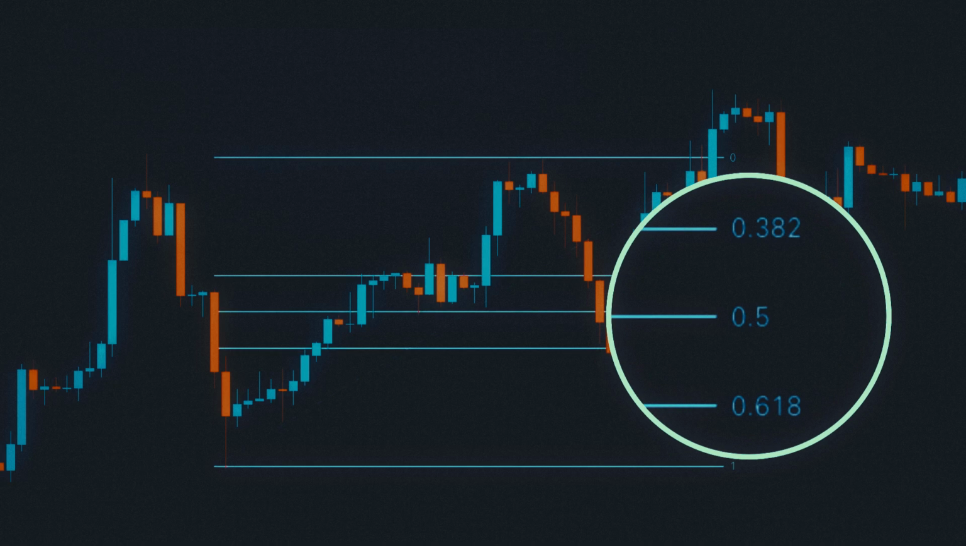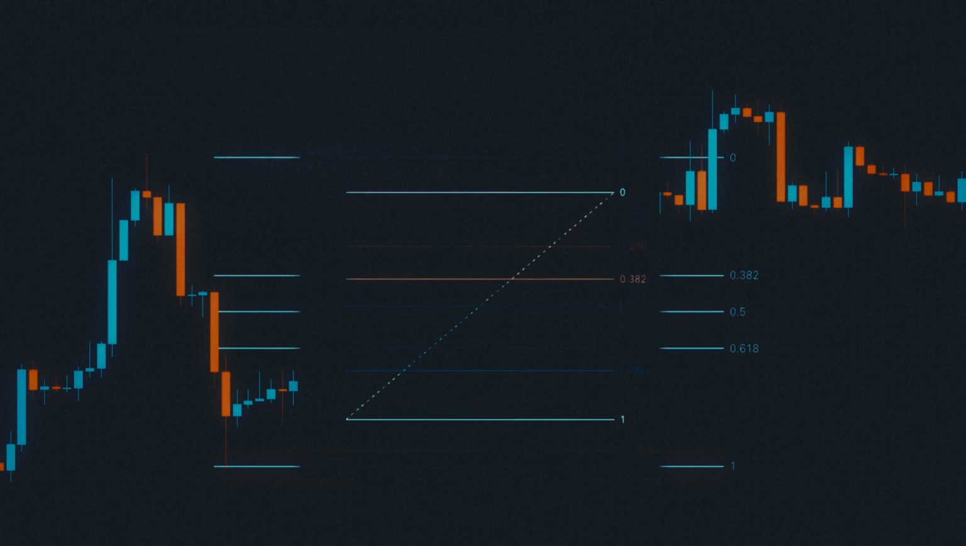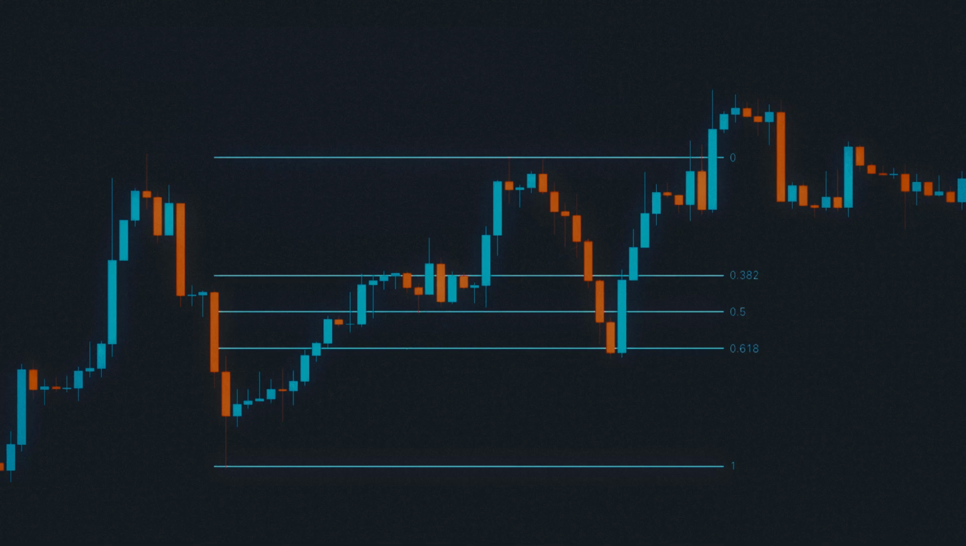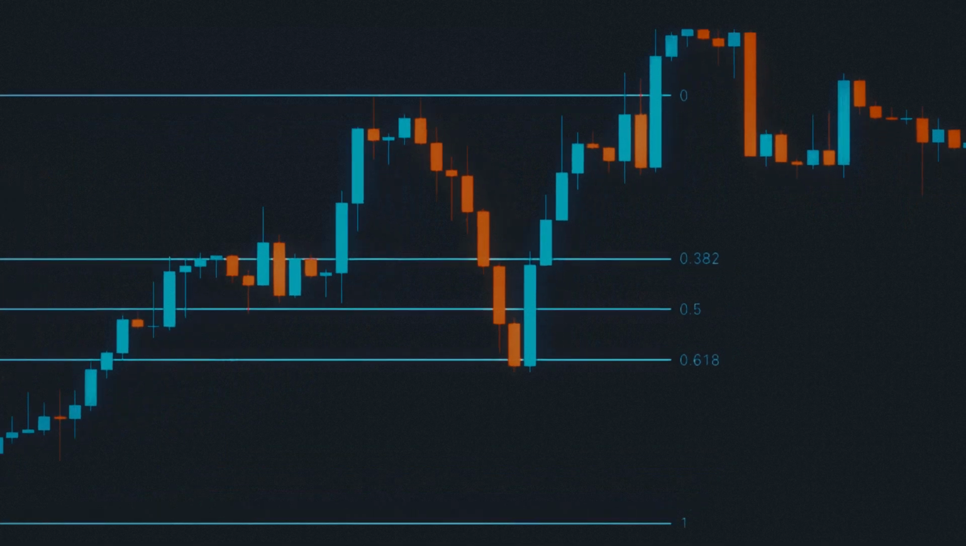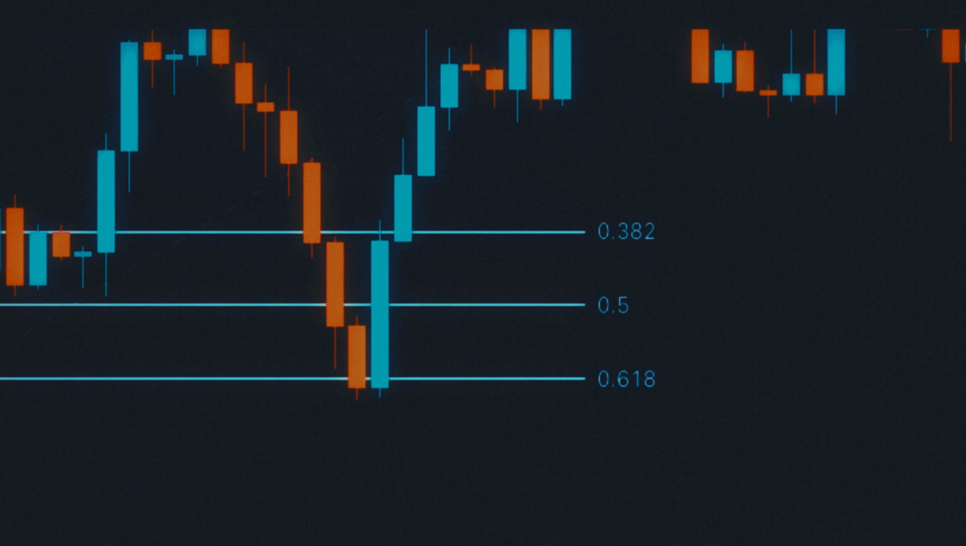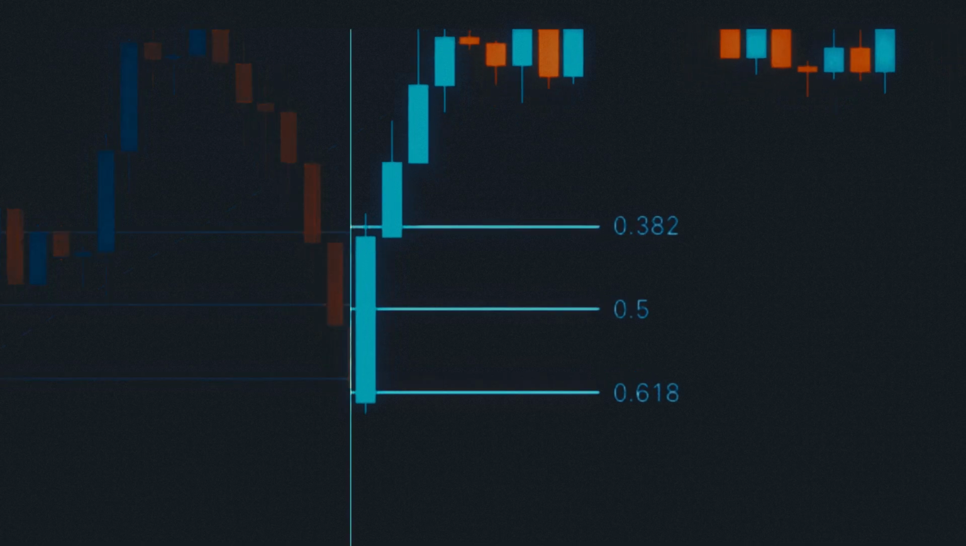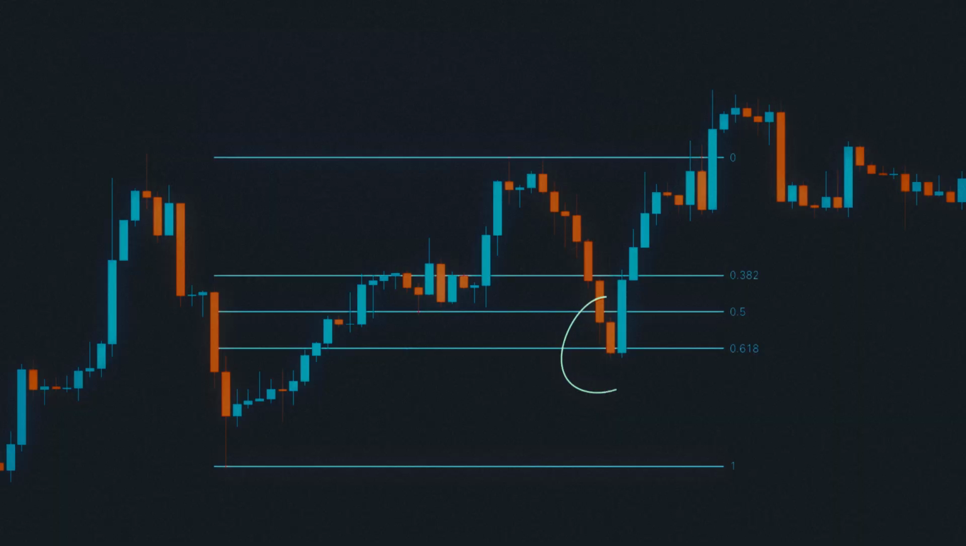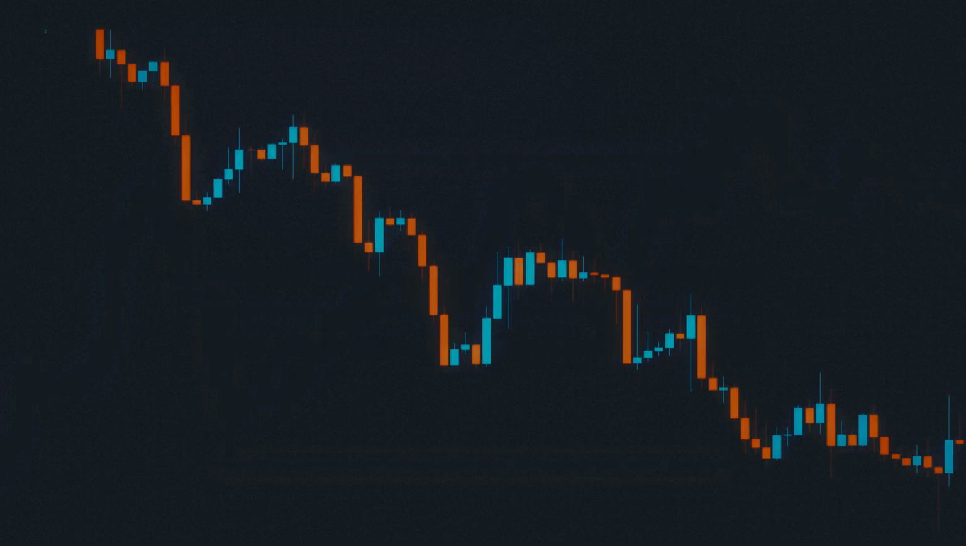Now, let's be clear, there's no magic behind these numbers. Their real power comes from one simple fact. Millions of traders all over the world are watching these exact same levels. It becomes a kind of self-fulfilling prophecy. Because so many people are looking to buy or sell at these zones, that's often where the price will react. That 61.8% level, the golden ratio, is a huge one. A lot of traders watch that as the ideal spot for a trend to turn back around.